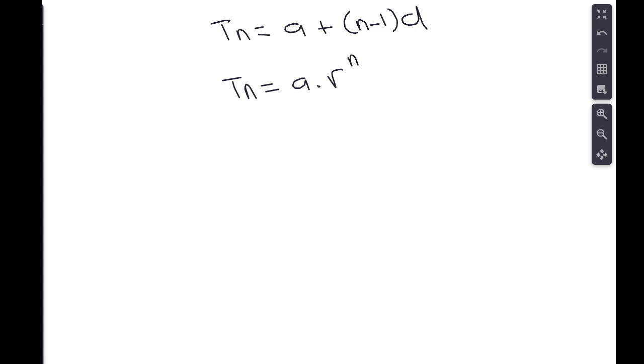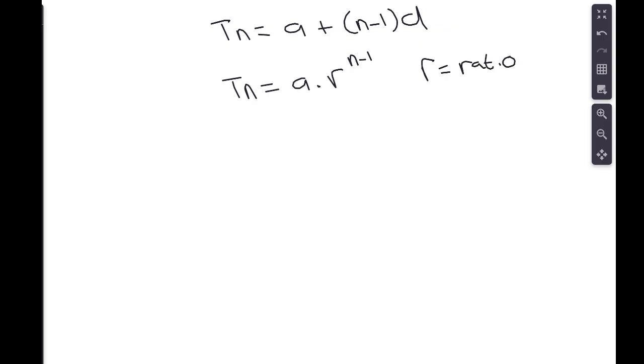of the geometric sequence. Now, remember, in an arithmetic sequence, Tn will equal a plus n minus 1 multiplied by the difference. Okay? In a geometric sequence, Tn will equal a multiplied by r to the power of n minus 1. Now, r is equal to the ratio.